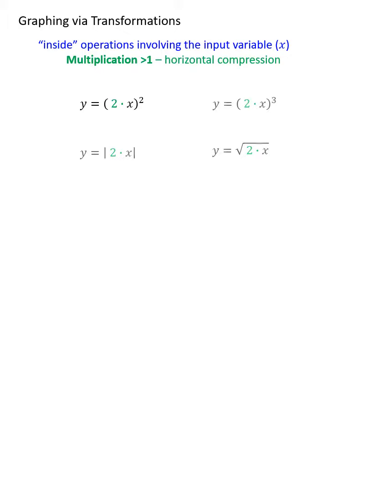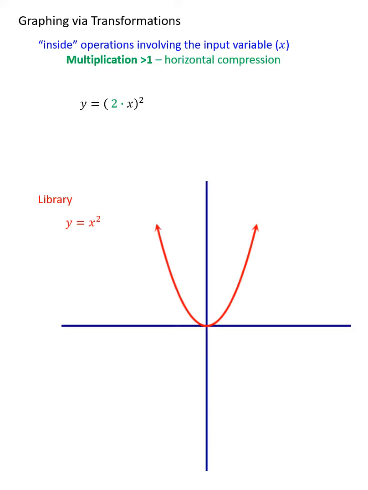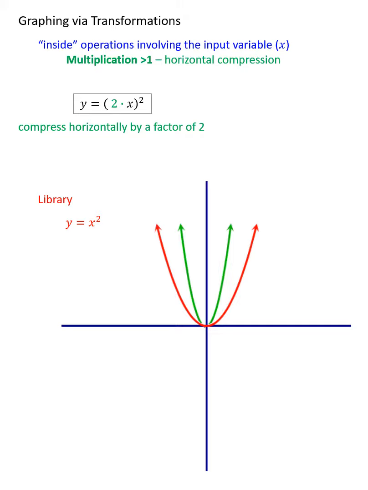Okay. In particular, let's take a look at the squaring function when we've doubled the input variable. So to graph this, I would go to my library, pull out from memory what the squaring function looks like, and then because I'm multiplying the input variable, or the x, by 2, that's going to compress horizontally by a factor of 2. What that ends up looking like graphically is this, and you can see that the red or original library function got compressed into the green one, which is the answer to this problem.